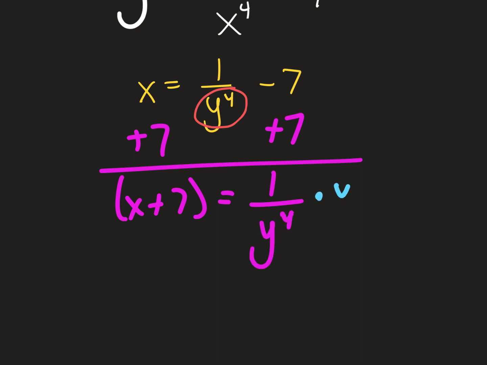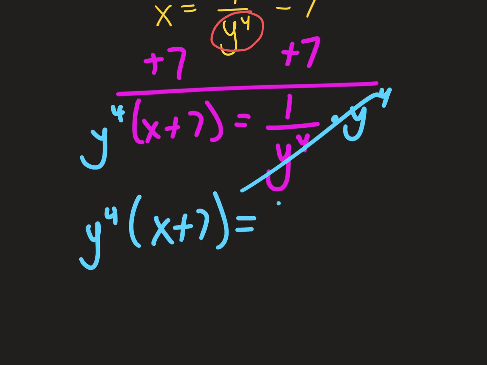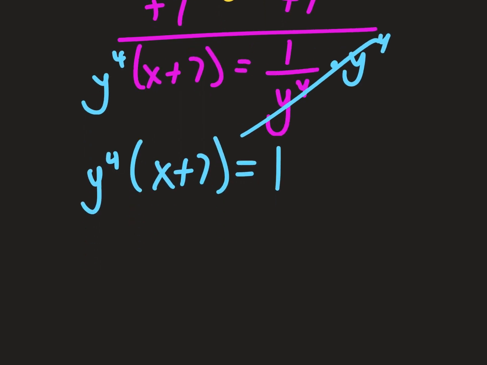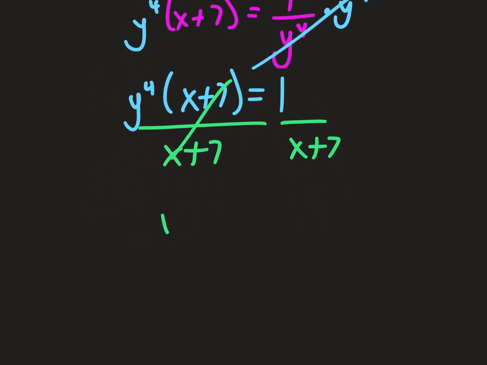I'm going to multiply both sides by y to the 4th. So I have y to the 4th times x plus 7 equals 1. Now what? Divide by x plus 7. All right, here's where we got to pay attention. I have y to the 4th equals 1 over x plus 7.